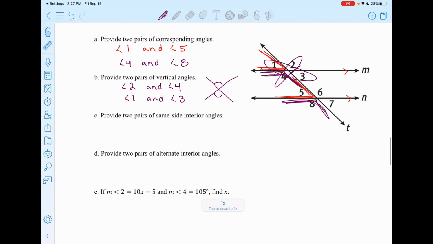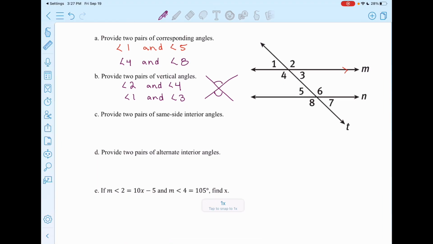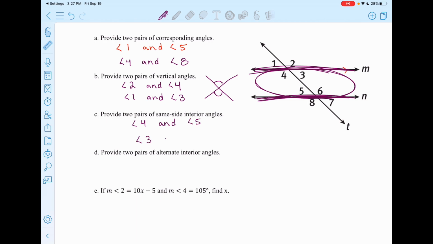Then provide two pairs of same side interior angles. Same side interior angles are on the same side of the transversal and both in between the parallel lines. So here are my parallel lines here. So this is my interior. Notice how 4 and 5 are on the same side of the transversal, and so are 3 and 6.